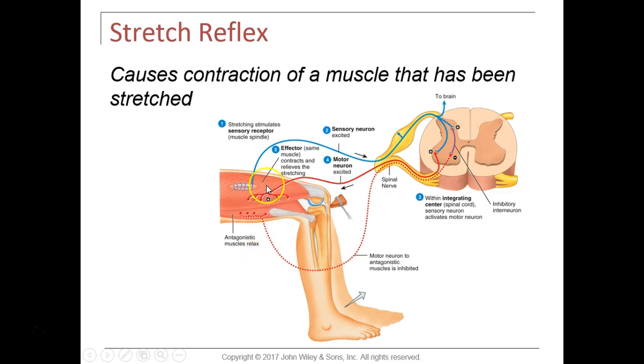Contraction of your quadricep group muscles, which includes the vastus medialis, rectus femoris, vastus lateralis, and the vastus intermedius. Those four muscles are called the quadricep muscle group, and when they contract, it causes an extension of the leg at the knee. So let's see how this reflex works.